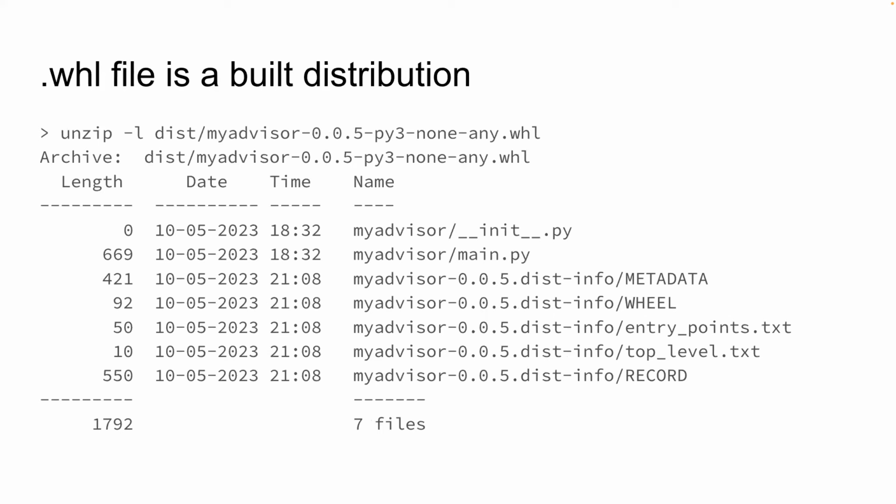The WHL file, wheel, is a pre-built distribution. For a pure Python package, it looks very similar to a source distribution. And this is what's inside that one.